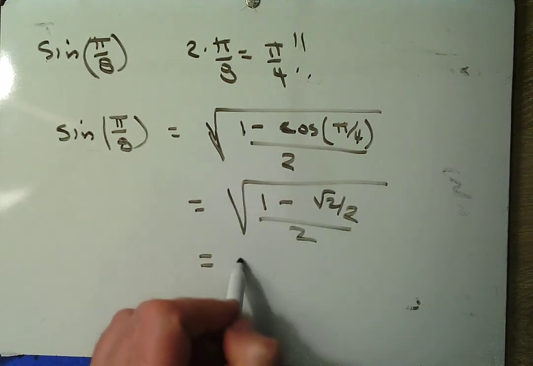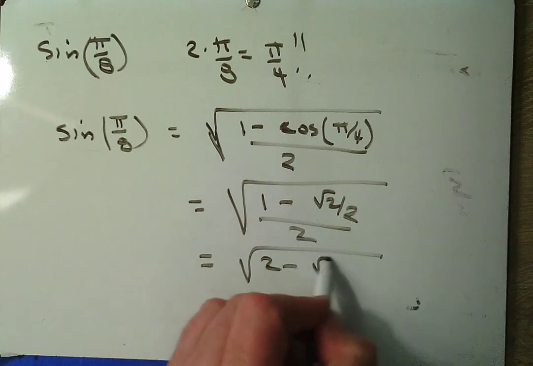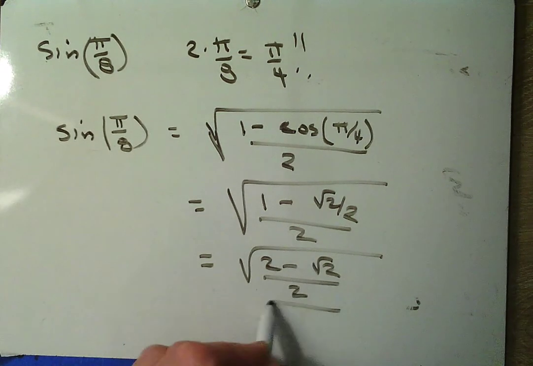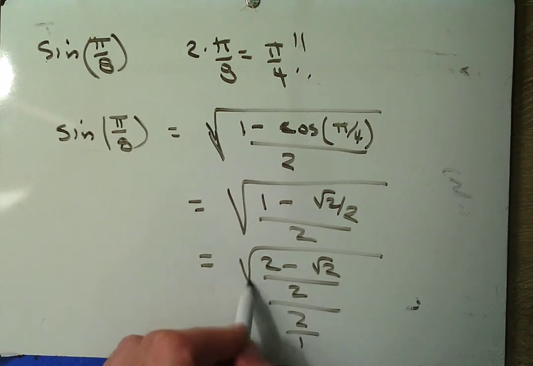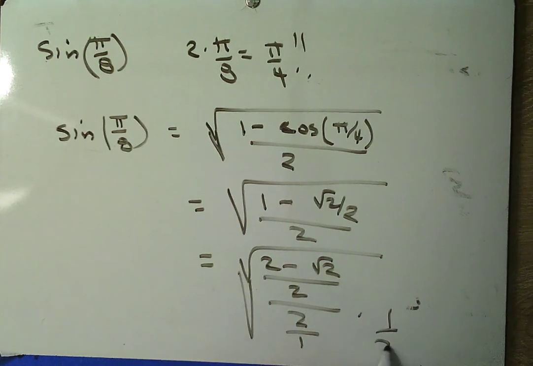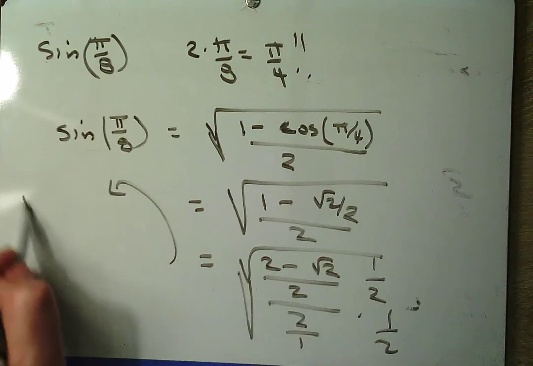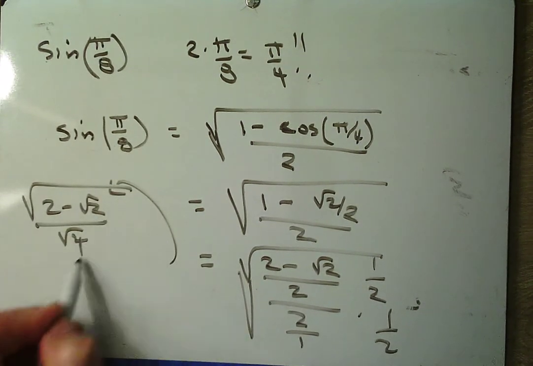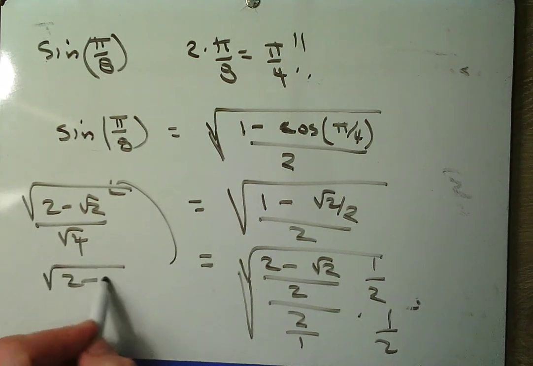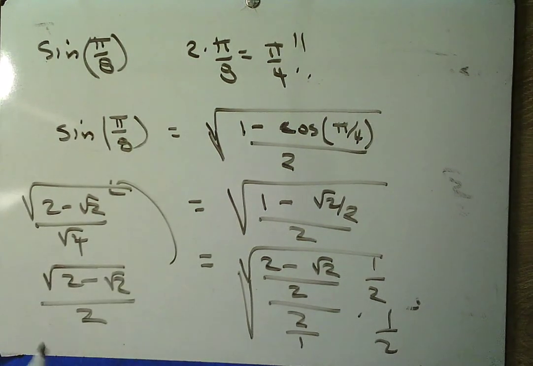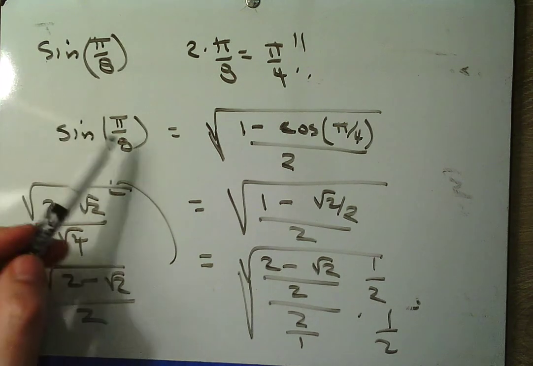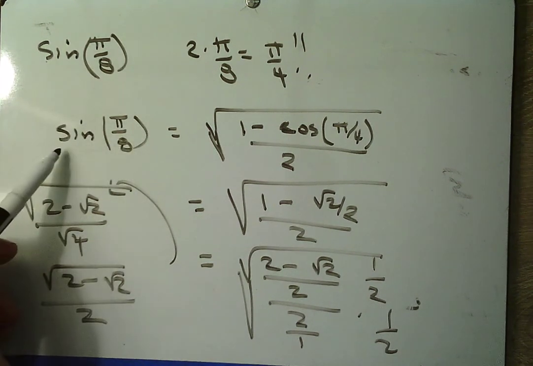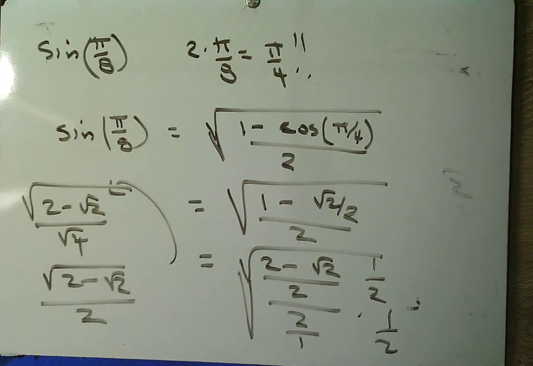And now I make that common denominator up top. And then I flip and multiply. And that brings me to here: 2 minus root 2 over root 4, which is 2 minus root 2 over 2. And positive because pi over 8 is in the first quadrant and sine is positive in the first quadrant.